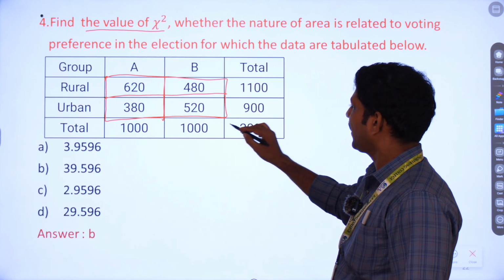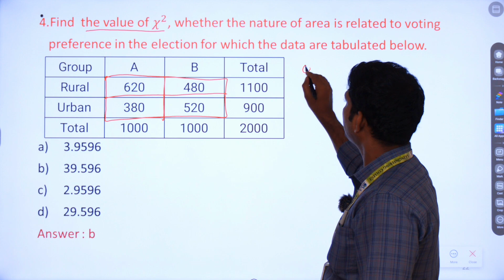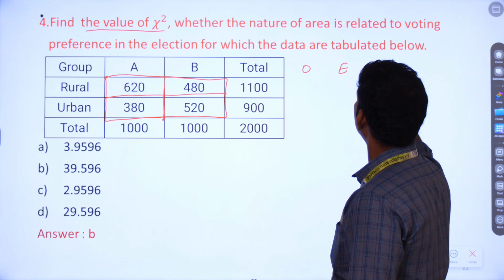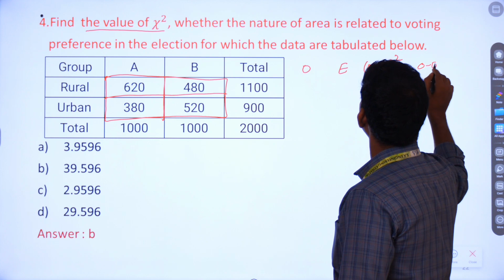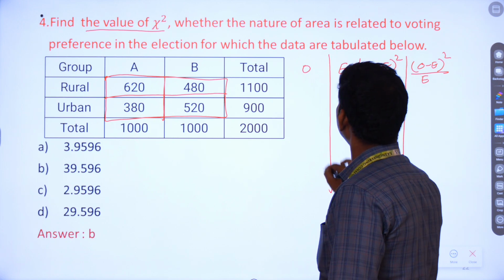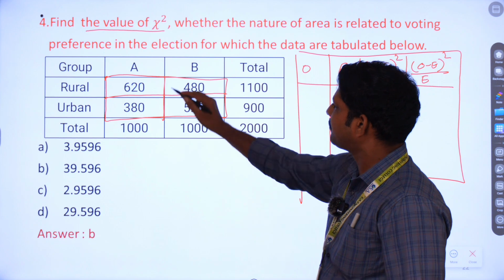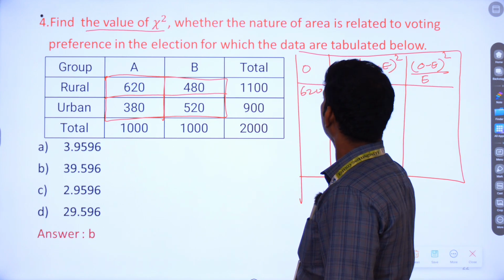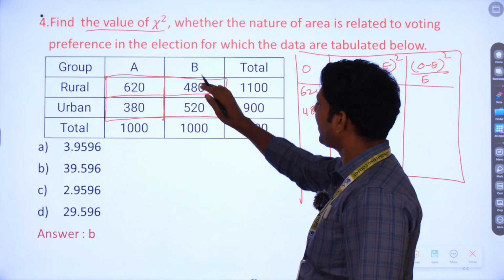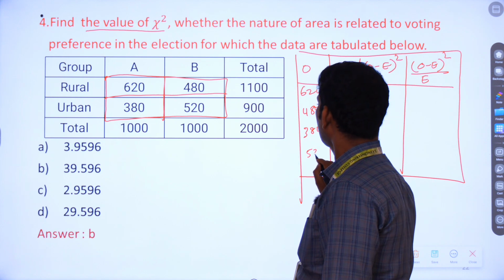So there will be row totals and column totals, whatever they are. So what is the table? Observed frequency and expected frequency, observed minus expected squared, and observed minus expected squared divided by expected. This is the table. The first observed value is 620, the second observed value 480, the third observed value 380, the fourth observed value 520.